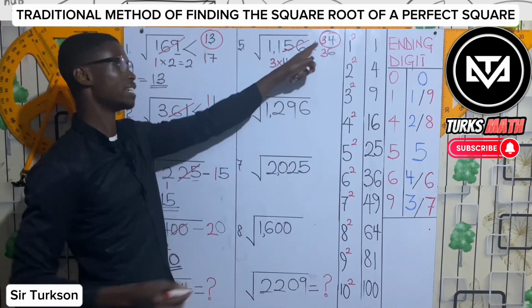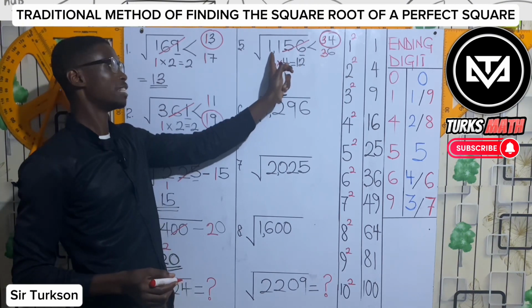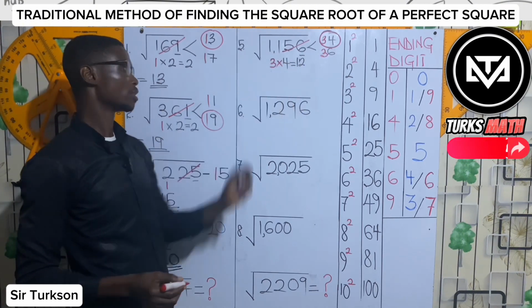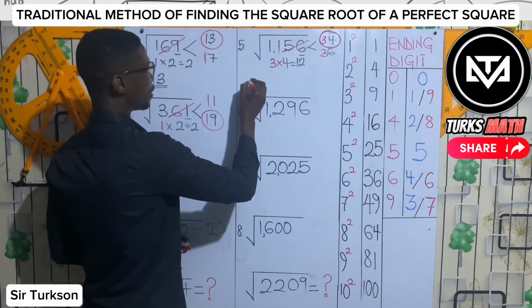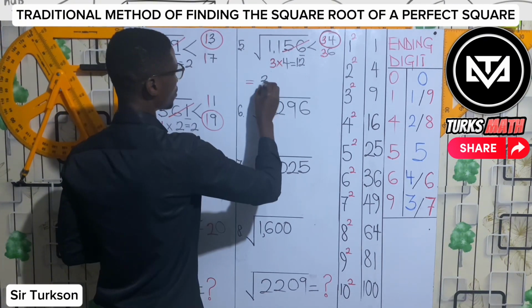So the lesser value here is what? 34. If the number you have here is less than the product, therefore, our answer is equal to 34.